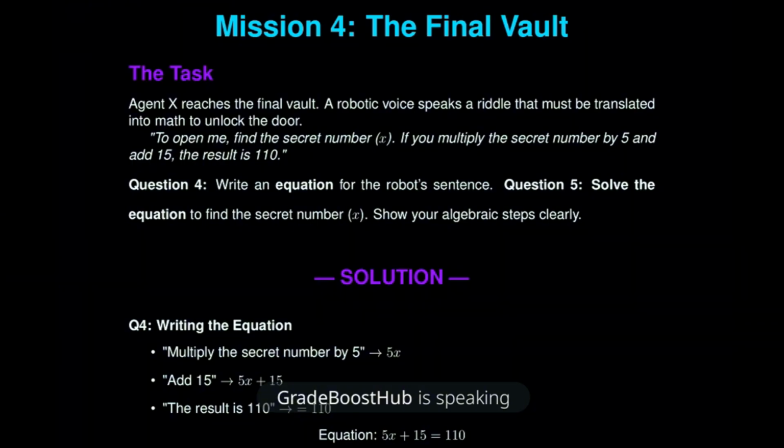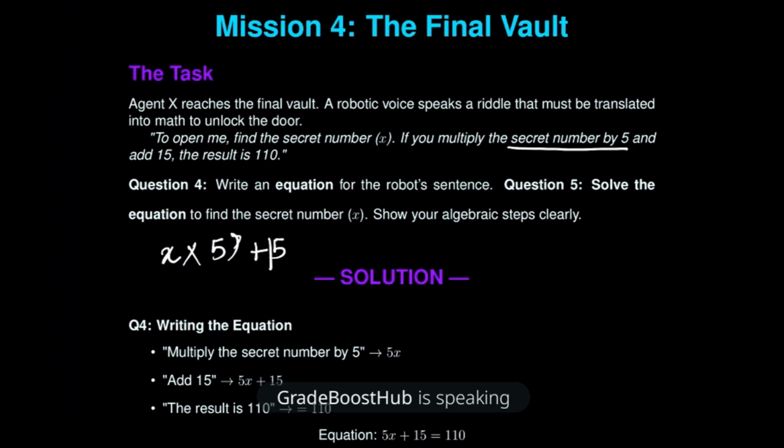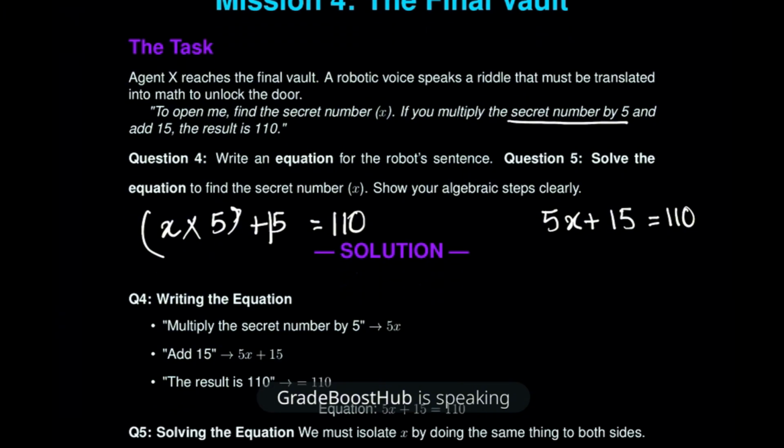Question 4 says, write an equation for the robot's sentence. For the robot's sentence, to open we find the secret number x. If you multiply the secret number by 5, let's say the secret number is x, and then add 15 to it, the result is 110. So we need to write an equation for the robot's sentence. Bravo, we have written that already. That is 5x plus 15 is equal to 110. Right, so this is our equation.